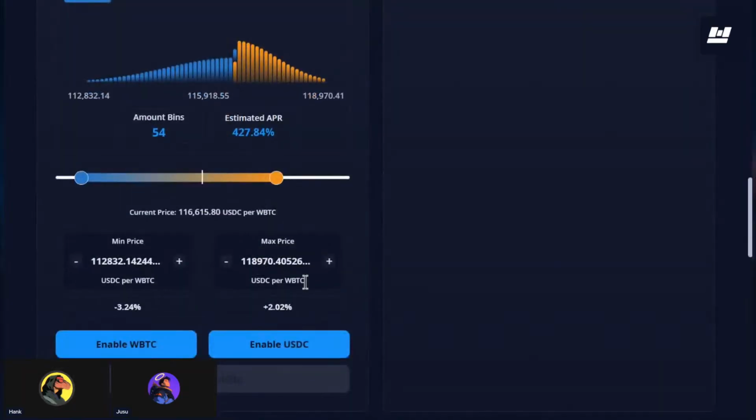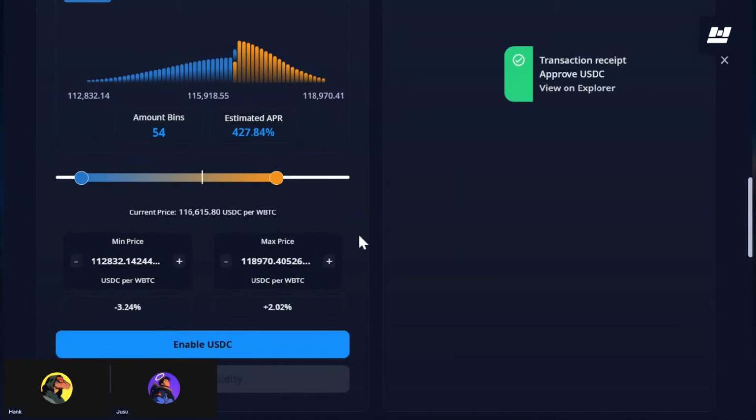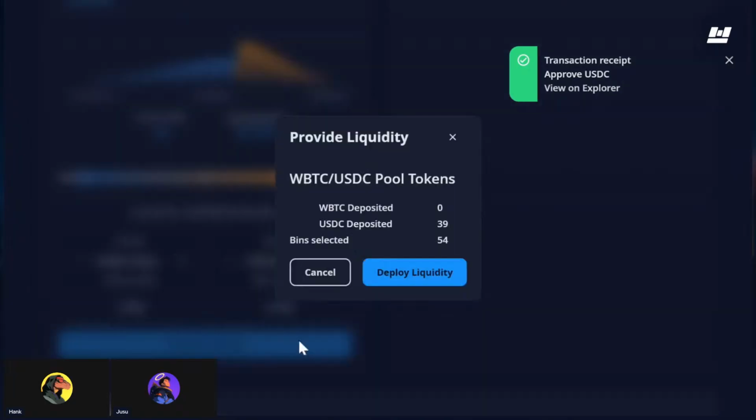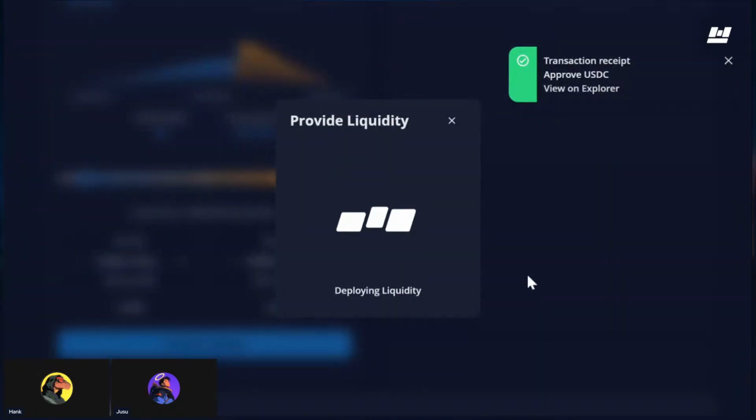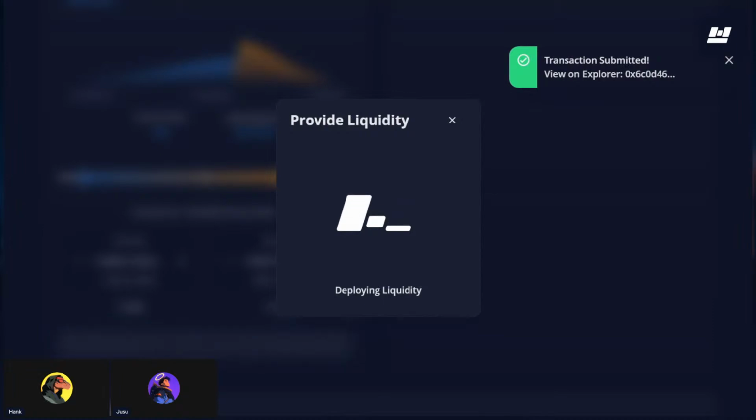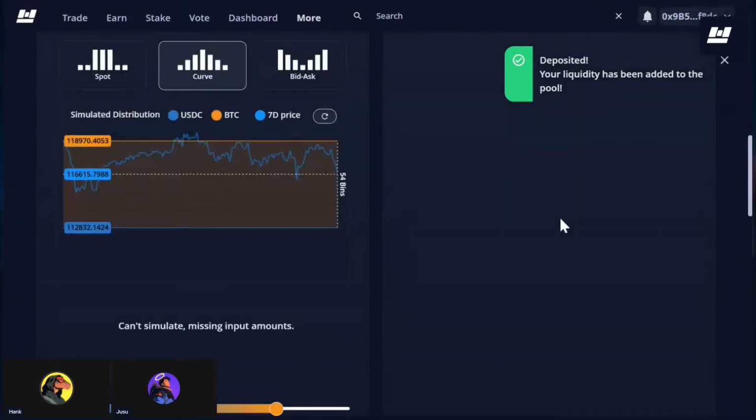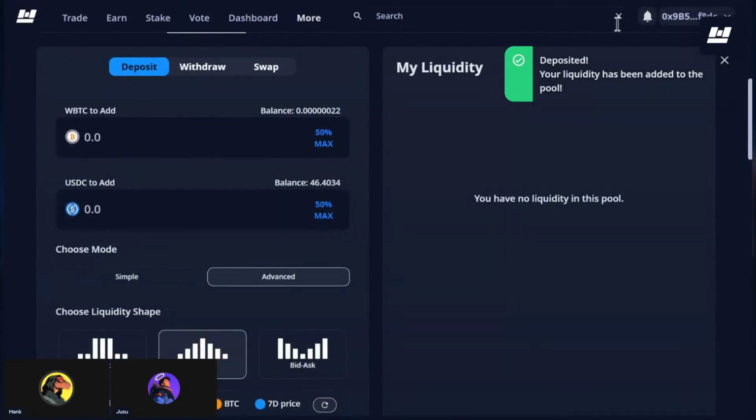Now I hope I wasn't too slow, but let's see. I'm going to enable, okay, provide liquidity. Boom. My God, it's so fast, man. And zack. So my liquidity is in. It will appear here in a second.